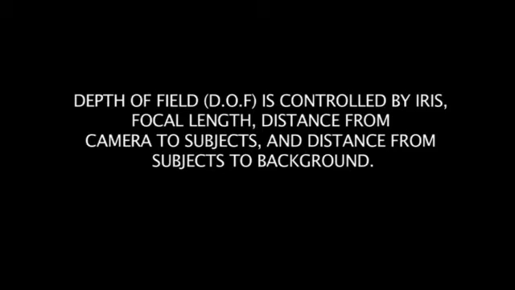Depth of field is controlled by iris, focal length, distance from camera to subjects, and distance from subjects to background. So the more you close down your iris, let's say you go to an f8 or an f11, the more you're going to see into the background, the more the background is going to be in focus. The more you open it up, the less you're going to see the background, the more it's going to be out of focus. We're going to give you an example of that coming up. We're also going to give you examples of all the stuff coming up in the series too.